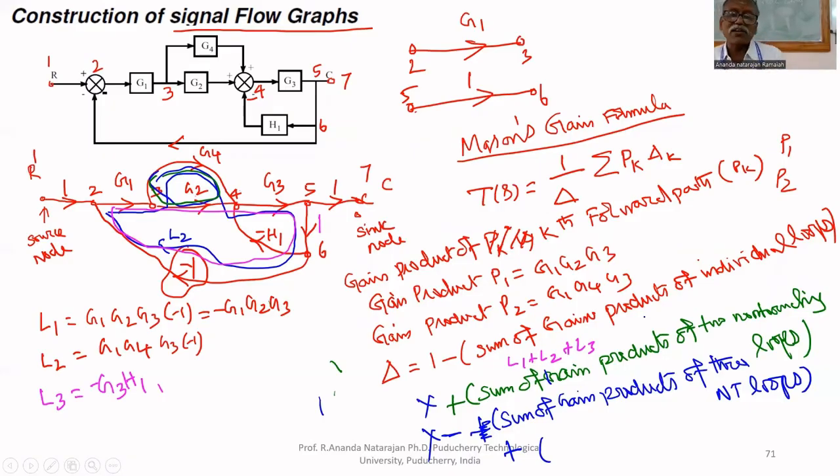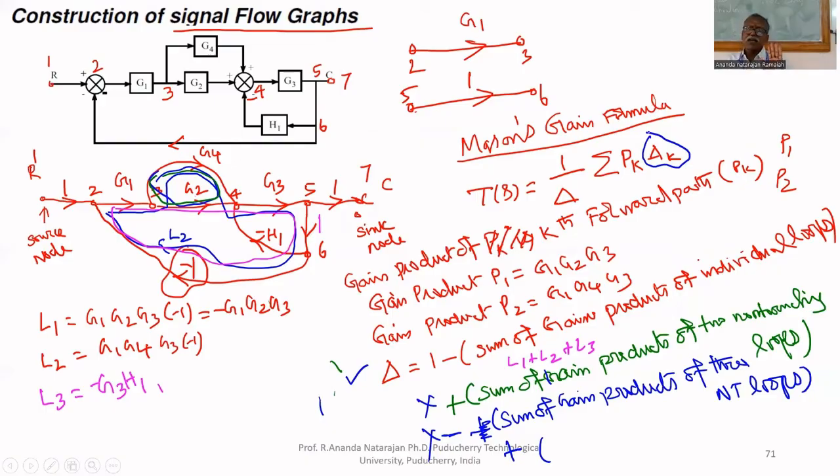Now we have L1, L2, L3, only individual loops, no non-touching loops. We can write the formula: delta means 1 minus the sum of gain products of individual loops. All of the other terms are not there, as there are no two or three non-touching loops. That's all, so we got delta. Now we do not know the meaning of delta K, which we have to find. In that formula, P1, P2, we got two forward paths.